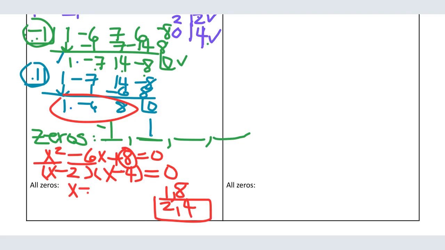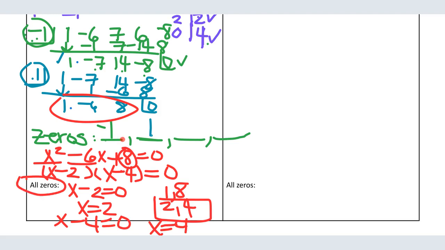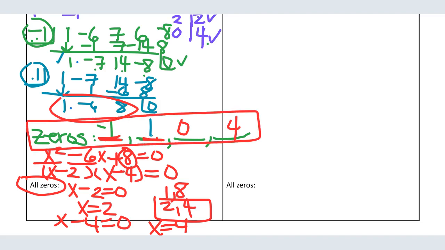Set each one equal to 0. x minus 2 equals 0, so x equals 2. And x minus 4 equals 0, so x equals 4. So all zeros are negative 1, 1, 2, and 4. There were 4 zeros. We found 4 zeros. This example is now complete.